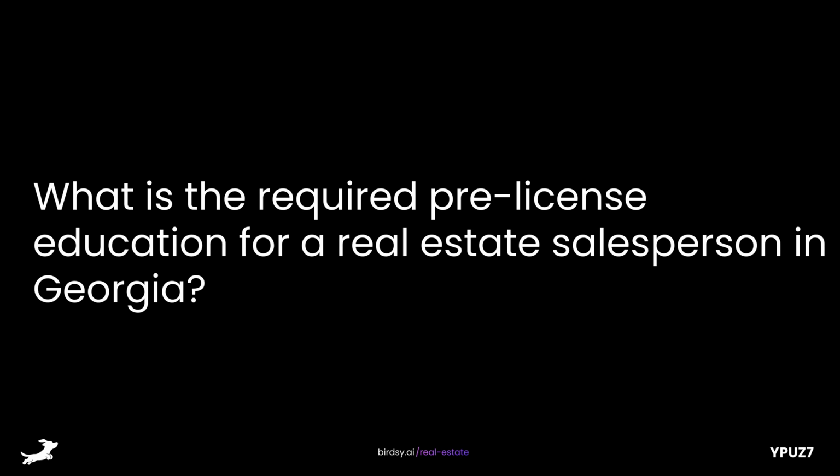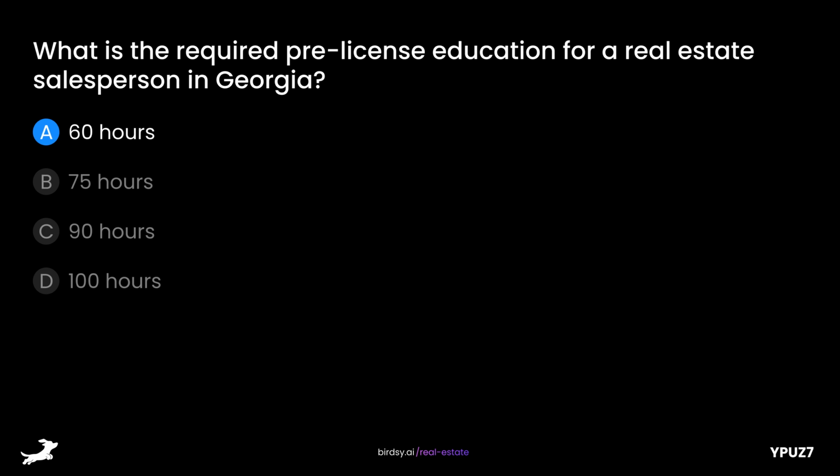What is the required pre-license education for a real estate salesperson in Georgia? Is it A, 60 hours, B, 75 hours, C, 90 hours, or D, 100 hours?